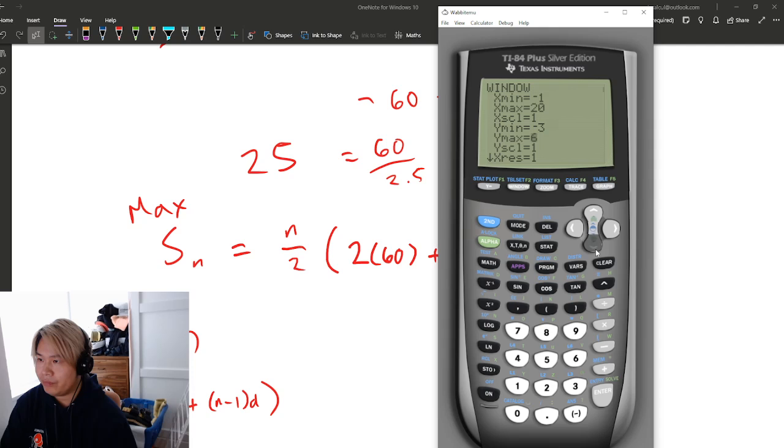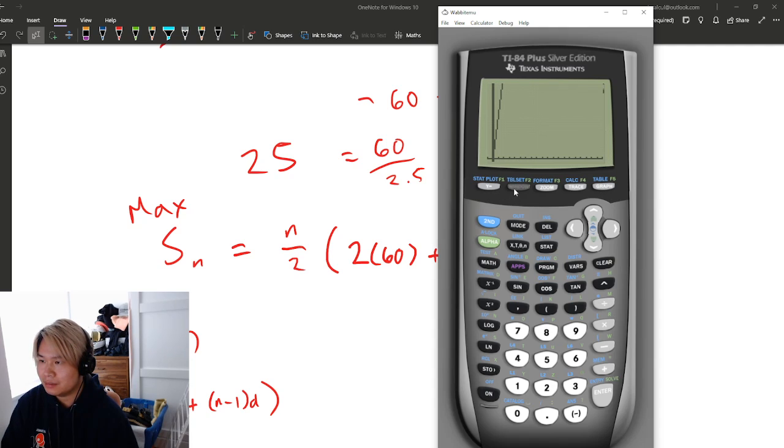And then I have no idea how large it can go, so I don't know, 50 maybe? Okay, my window's way off. But as you can see, it's not high enough. Okay, we're changing this some more. 100?